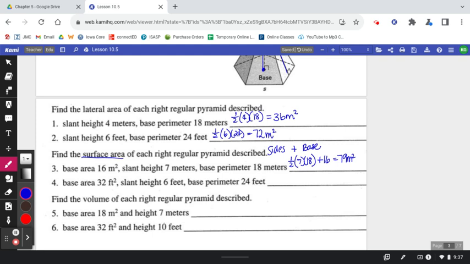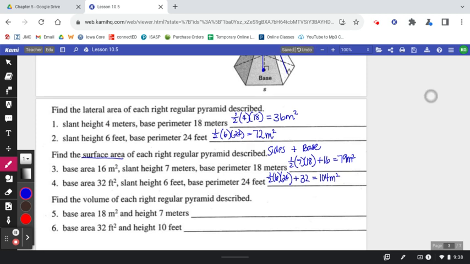On number 4, same thing. Half the slant height times the perimeter. That would give me just the sides. Then I need to add in the base to get the total surface area. I got 104 meters squared.